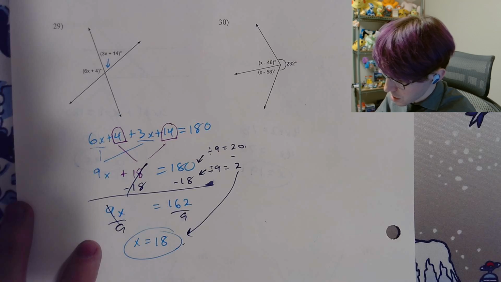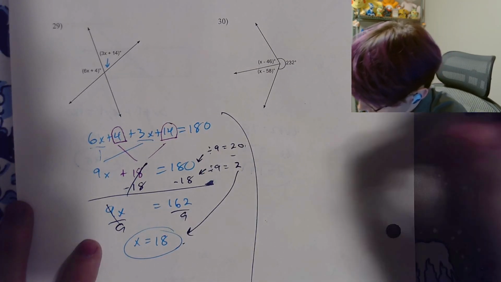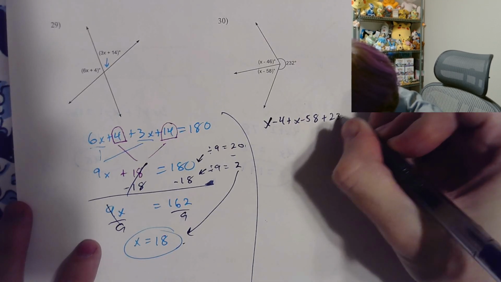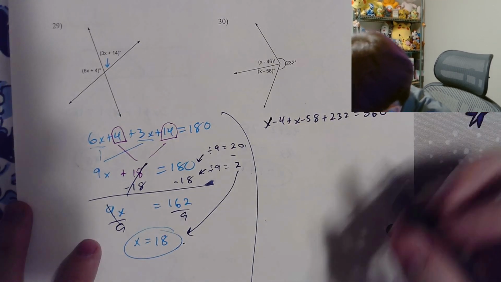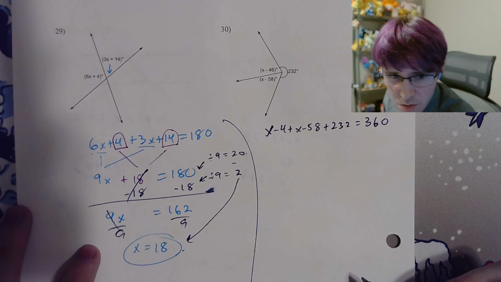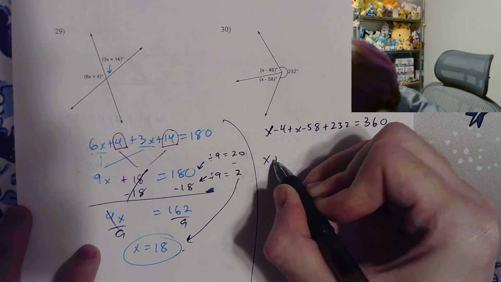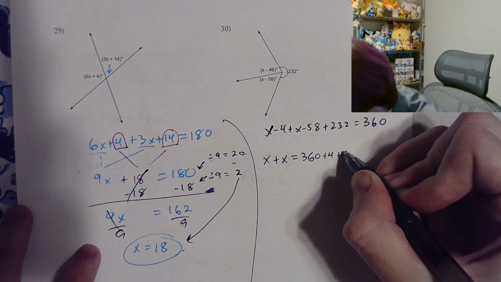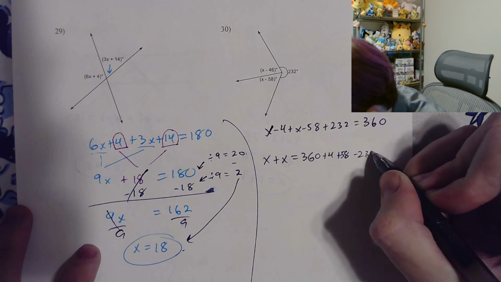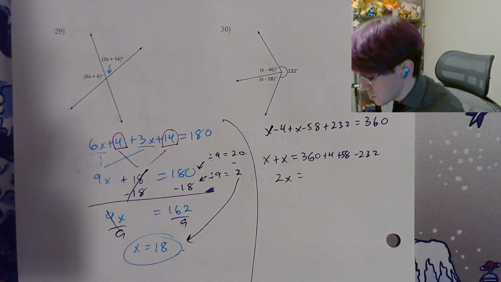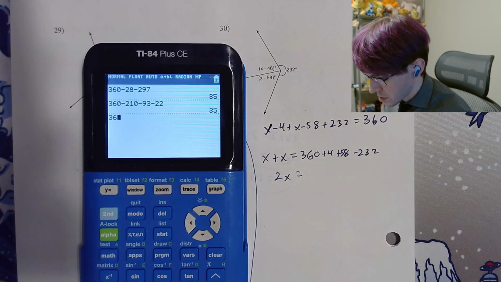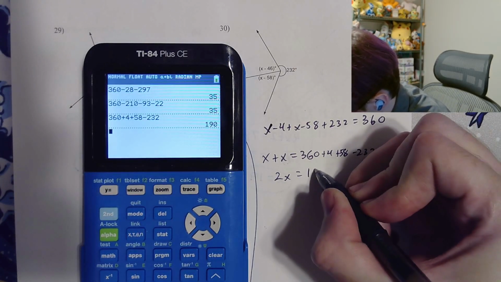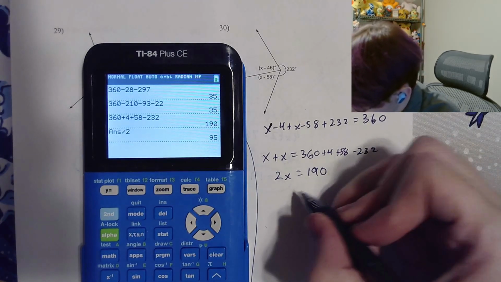And here we go. Question number 30. We got x minus 6 plus x minus 58 plus 232 is equal to 360. I'm going to do my divide down the middle method, but I'm going to try to be a little bit neater with it. X plus x is equal to 360 plus 6 plus 58 minus 232. 2x is equal to, we got to do a little bit of calculator work because I am lazy with the addition. What do you know? Equals 190. Divide by 2, and x is equal to 95.